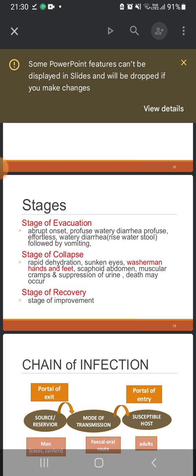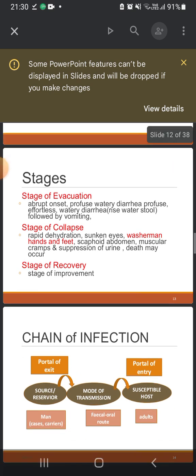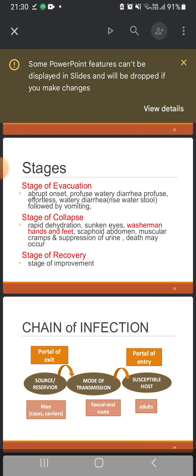There is rapid dehydration after so much fluid loss through diarrhea. There are sunken eyes, washerman hands and feet, scaphoid abdomen, muscular cramps, and suppression of urine. And death may occur in the stage of collapse. Then there is a stage of recovery, in which slowly the person gets better.